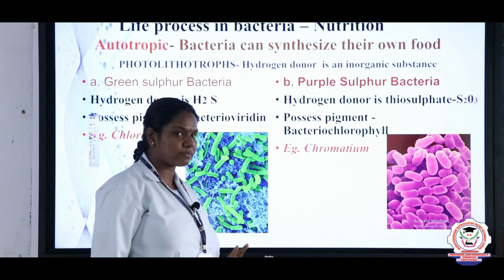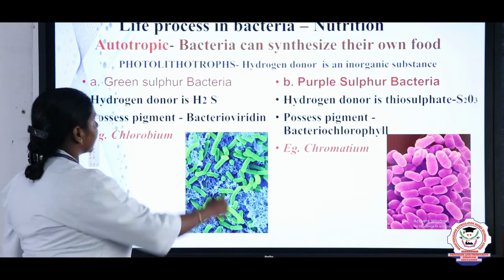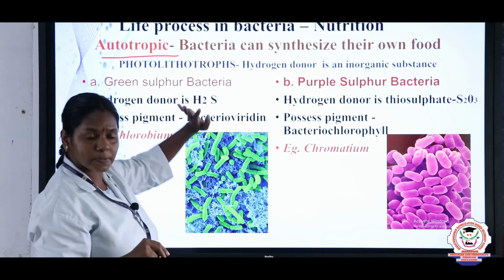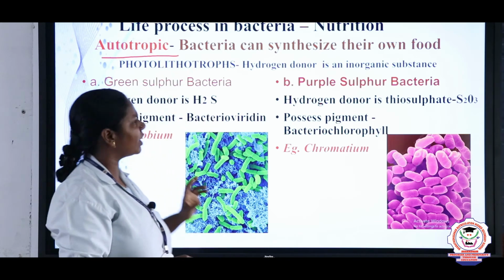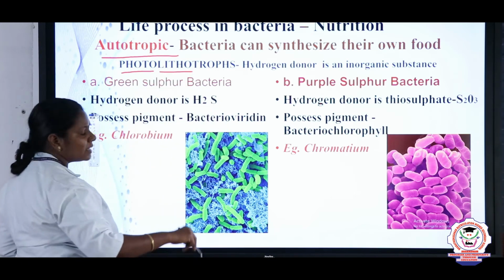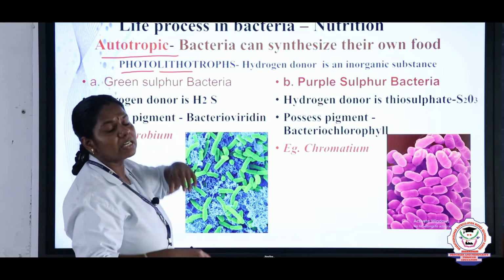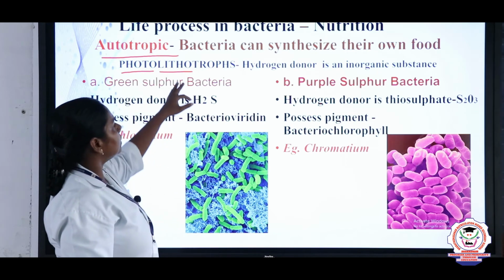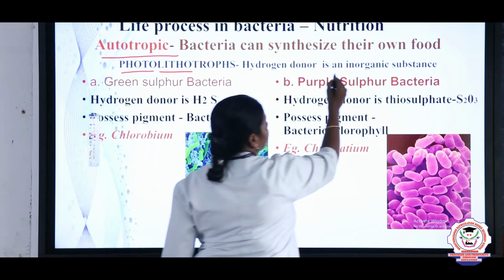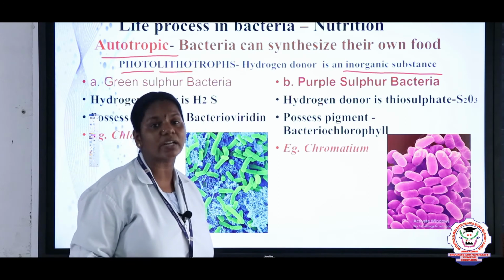I told you there are two types, autotrophic and heterotrophic. So first we are going to discuss autotrophic. Autotrophic means they can synthesize their own food. They are classified into two types, children, photolithotrophs and photoorganotrophs. What do you mean by photo? Photo means light, litho means under earth, right? So some organisms, with the help of the light and the soil particles, can synthesize their own food. So they are said to be photolithotrophs. And here mostly the hydrogen donor is an inorganic substance. Mostly which gives the hydrogen is inorganic in nature.